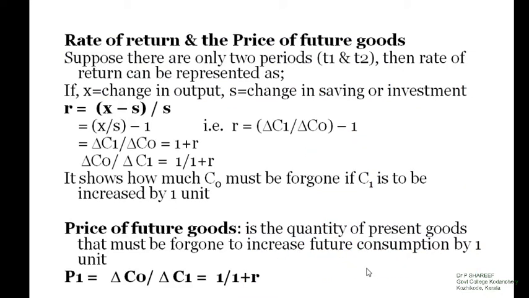Now, rate of return and the price of future good. Its relation can be represented as given here. Suppose there are only two periods, T1 and T2. Then the rate of return can be represented as R is equal to (X minus S) by S. Here X represents change in output and S represents change in saving or investment. This can be written as X by S minus 1 equal to R. R is equal to X by S minus 1.